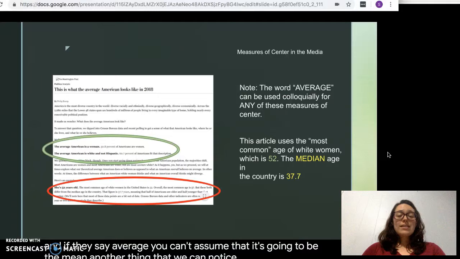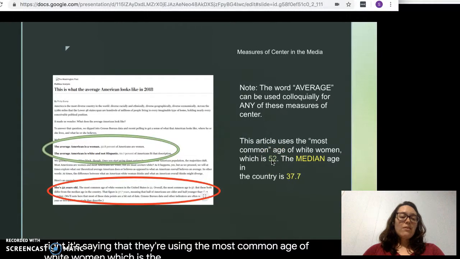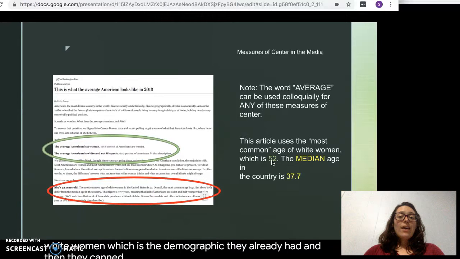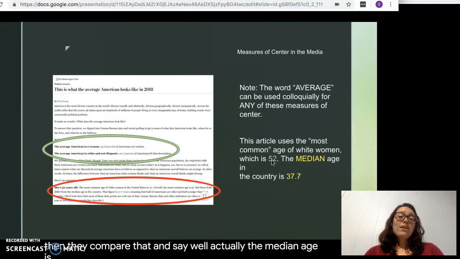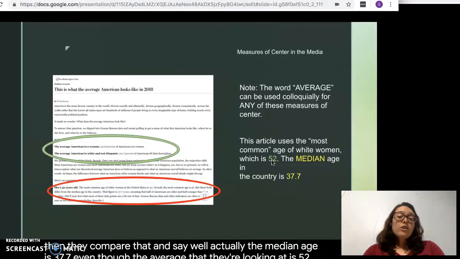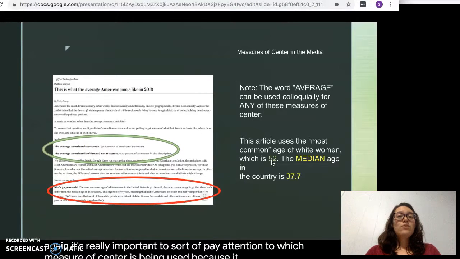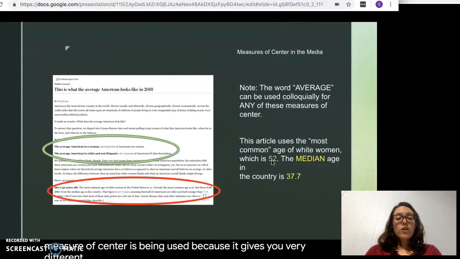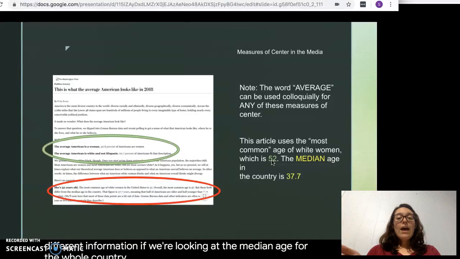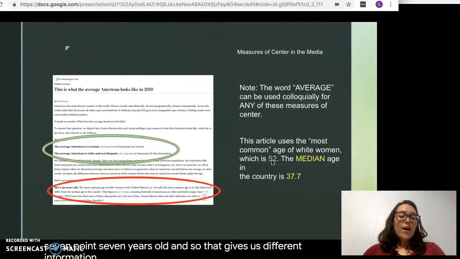Another thing we can note is that in this article, they're using the most common age of white women, which is the demographic they already had. Then they compare that and say, actually the median age is 37.7, even though the average they're looking at is 52. So again, it's really important to pay attention to which measure of center is being used, because it gives you very different information. If we're looking at the median age for the whole country, half of the country is younger than 37.7 years old. And so that gives us different information.